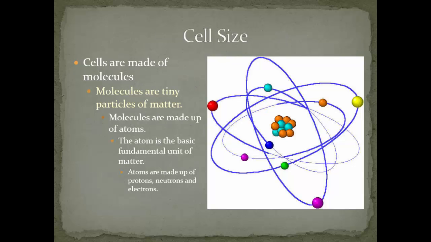What's really interesting is that cells are made of molecules. Molecules are tiny particles of matter. Molecules are made up of atoms. The atom is the basic fundamental unit of matter, and atoms are made up of protons, neutrons, and electrons.